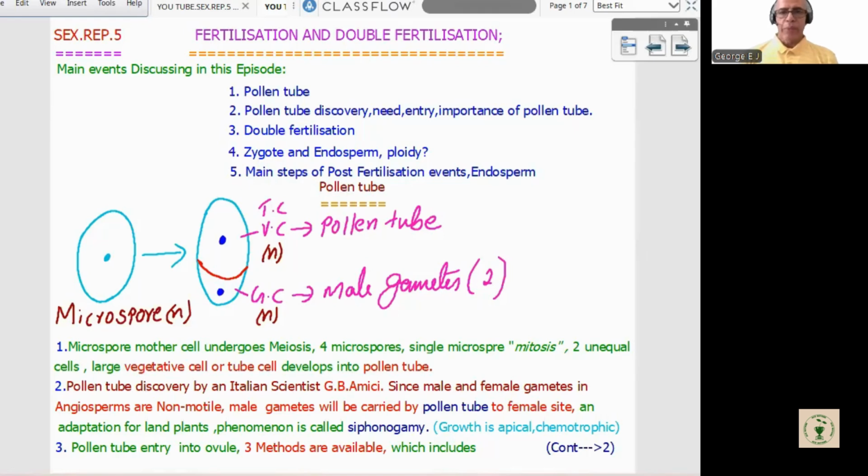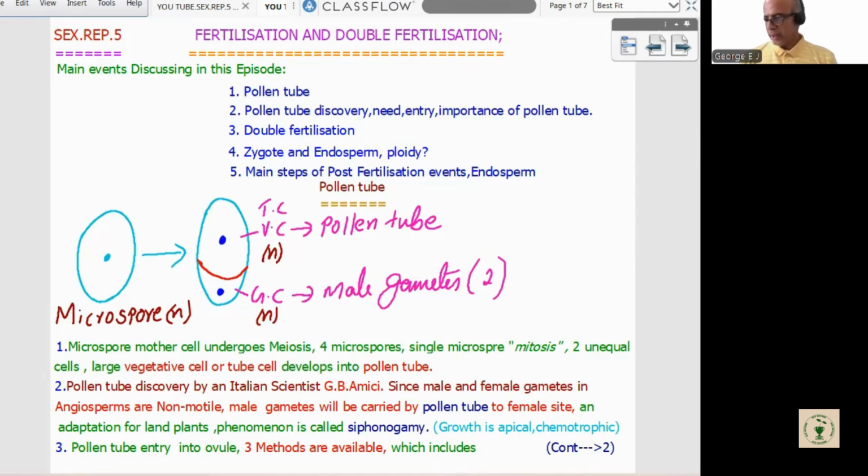Sexual reproduction in flowering plants, fifth episode, mainly dealing with fertilization. After that, different stages, then endosperm development. So we can start. Five main items we'll be discussing here that I have written there. One is the pollen tube, its discovery, need, embryo and importance of the pollen tube. Third is double fertilization, product of double fertilization, zygote and endosperm, their ploidy. Then the main steps of post-fertilization events followed by endosperm.